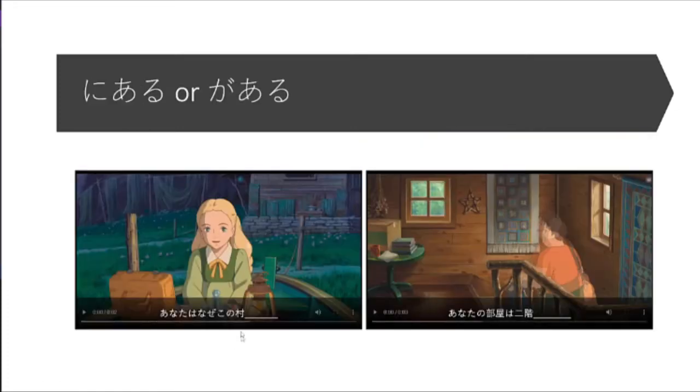For these sentences, would you put iru, ni aru, or ga aru? If I just read the sentence, anata wa naze kono mura? Mura is village. Naze is why. So, you, anata, why this village? Do you know what that translates as? Or can you have an idea of what that might translate as?